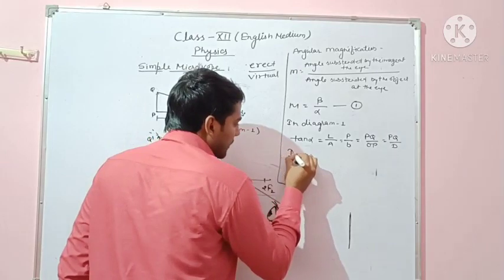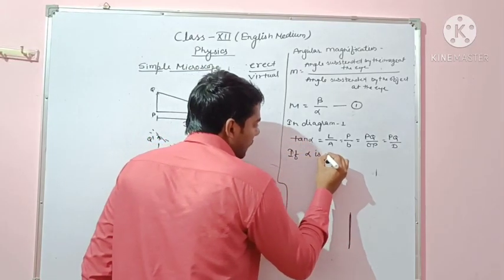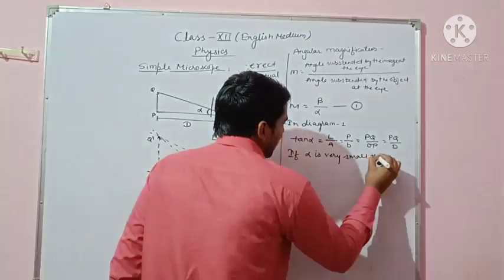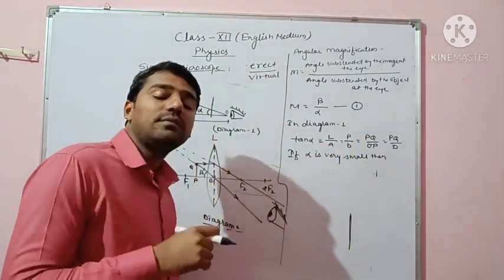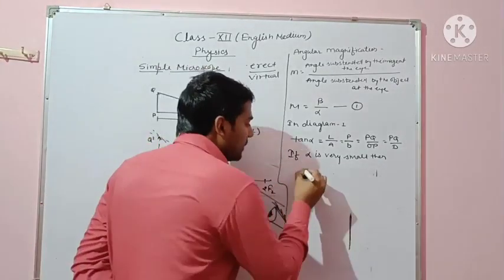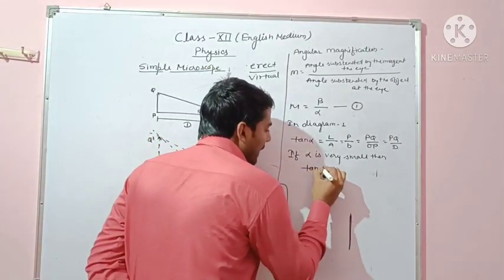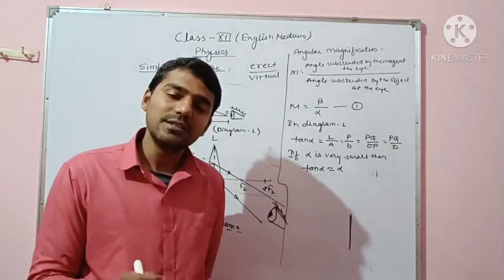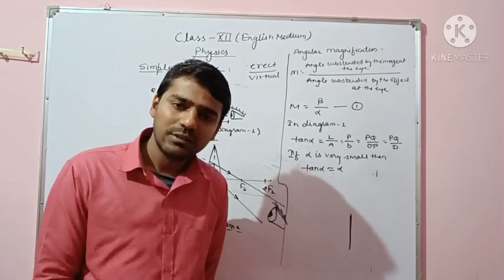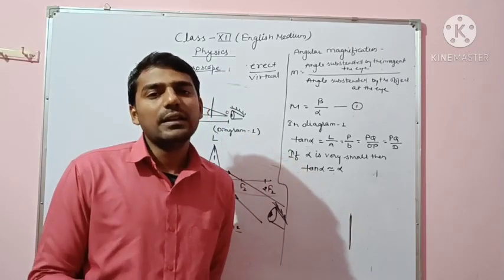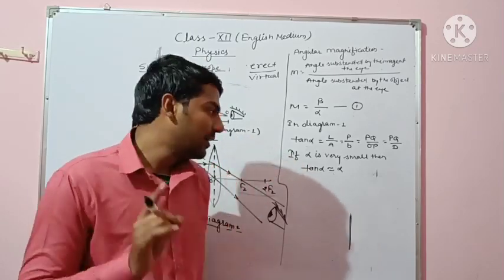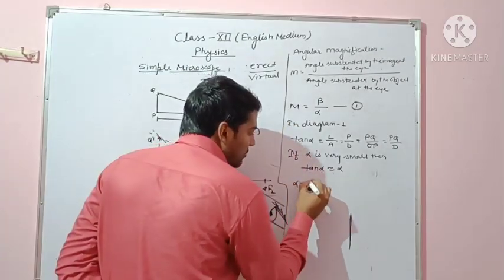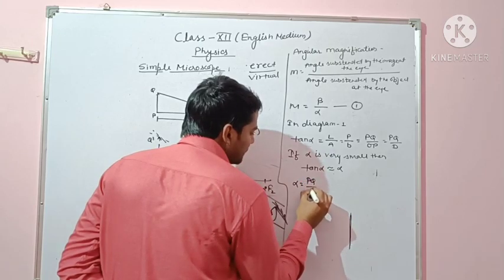If alpha is very small, then tan alpha equals alpha. If the angle is small, then sin theta equals theta, cos theta equals 1, and tan theta also equals theta. So tan alpha equals alpha. So alpha equals PQ upon D.